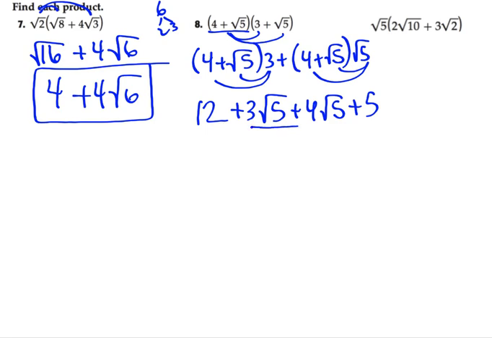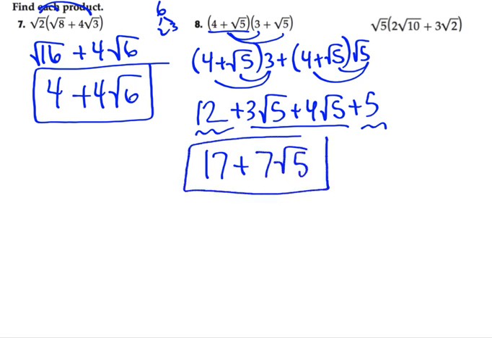We've got some like terms here. It looks like the 12 and the 5 can go together to make 17. And 3 square roots of 5 plus 4 square roots of 5 is 7 square roots of 5. So when multiplying these two together, we get 17 plus 7 square roots of 5.